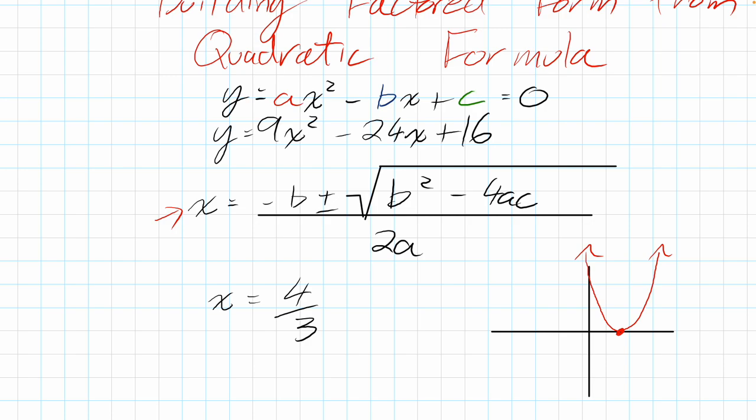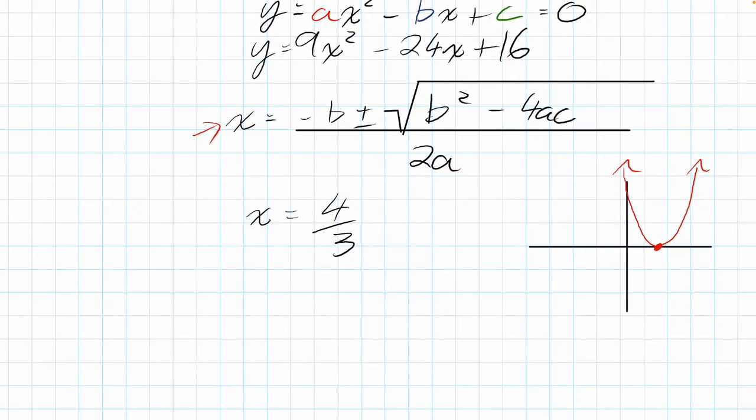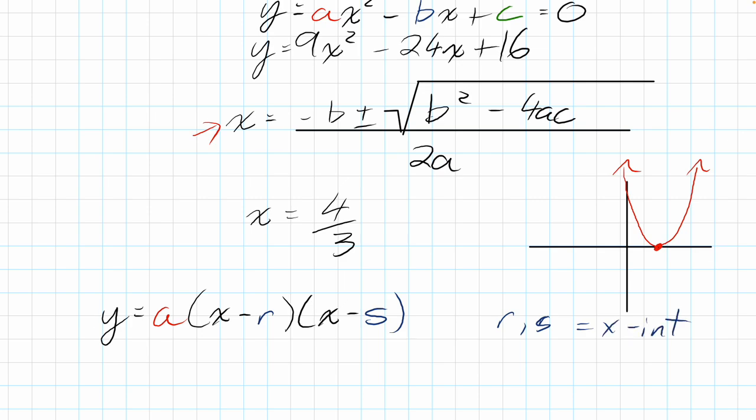But we need to build the factored form. Maybe that's what the question's asking us here. We could go through all of our factoring again, but we already did the quadratic formula, so we can actually reverse engineer this. I'm going to write out what the factored form looks like. y is equal to a times (x minus r) times (x minus s). The r and s happen to be x-intercepts. Now we only have one. In other words, r is equal to s. They're the exact same value.